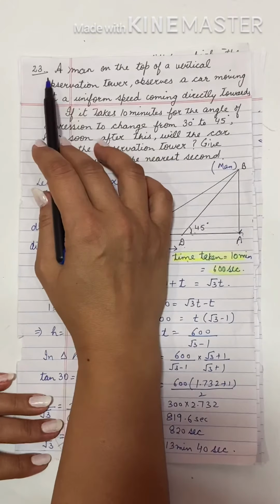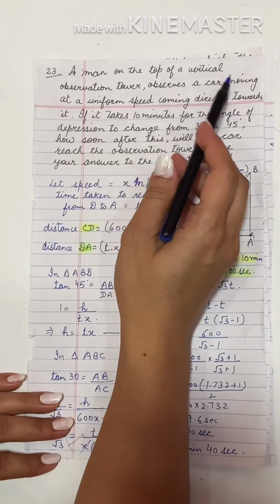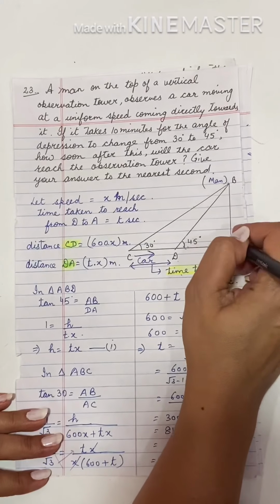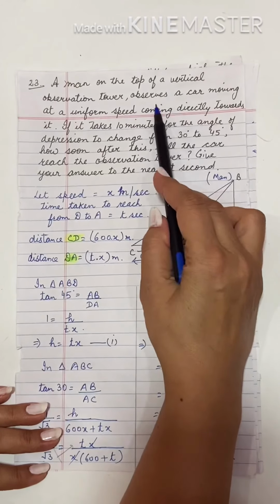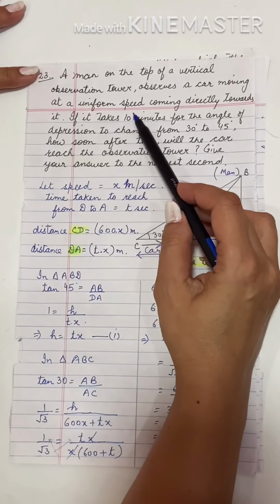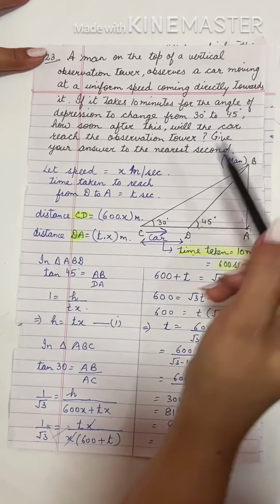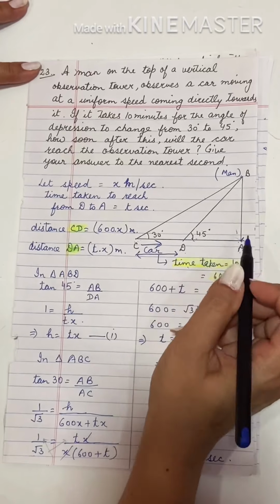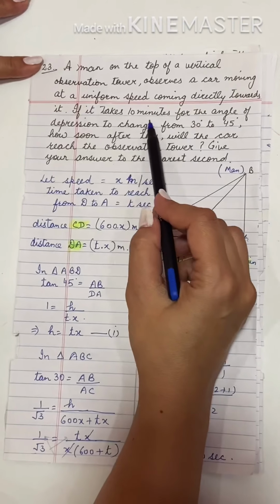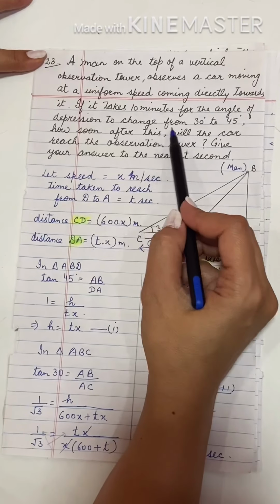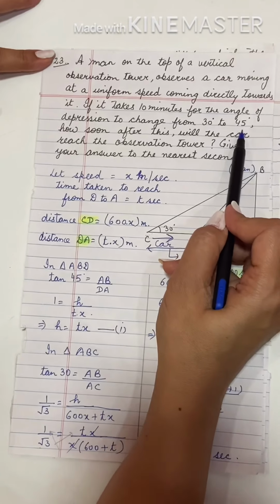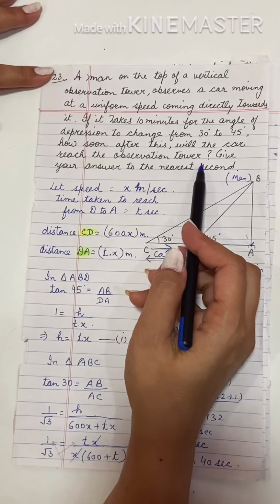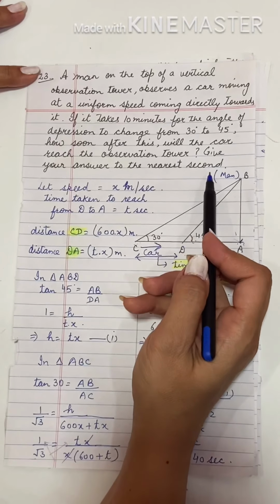Question number 23. A man on the top of a vertical observation tower, this is the vertical observation tower we are having, observes a car moving at a uniform speed coming directly towards it. The car is moving from point C towards this tower. If it takes 10 minutes for the angle of depression to change from 30 degrees to 45 degrees, how soon after this will the car reach the observation tower? Give your answer to the nearest second.